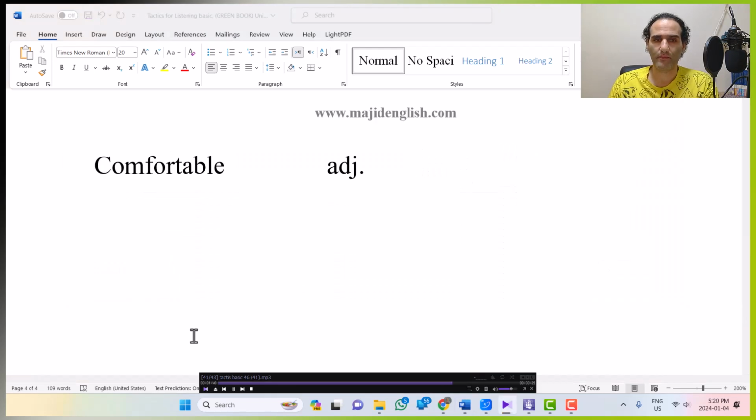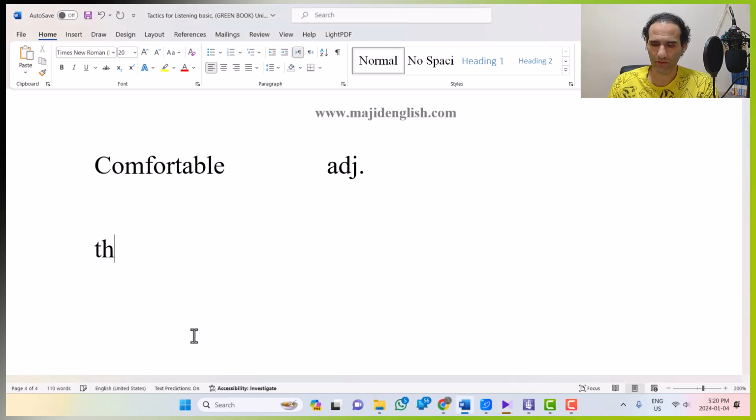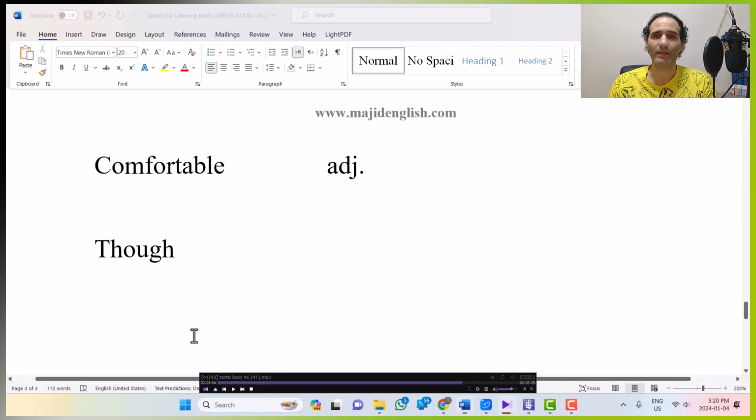Four. The bookshelf is good, though it's probably a little too big for the living room. Though means but. I need a TV, but I'm waiting for the new models. I have a good MP3 player, so that's good.